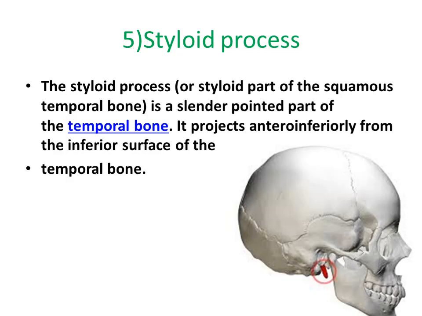Next we can see the styloid process of the temporal bone. This is the styloid process. The styloid process is a slender pointed part of the temporal bone. It projects anterior-inferiorly from the inferior surface of the bone.